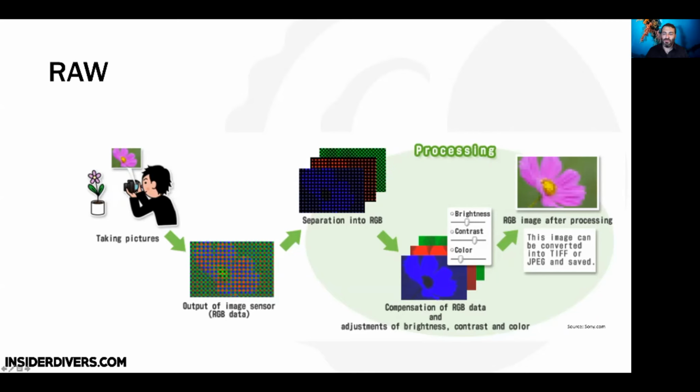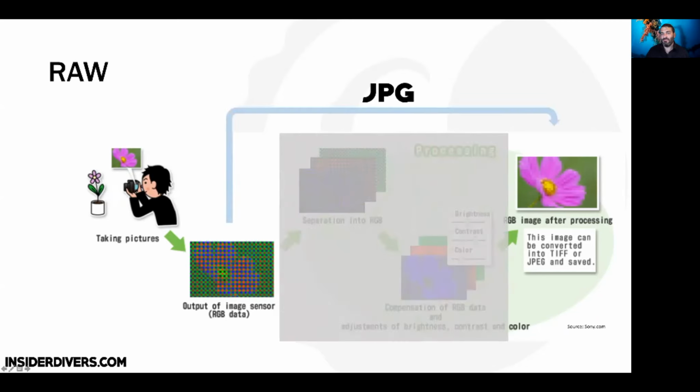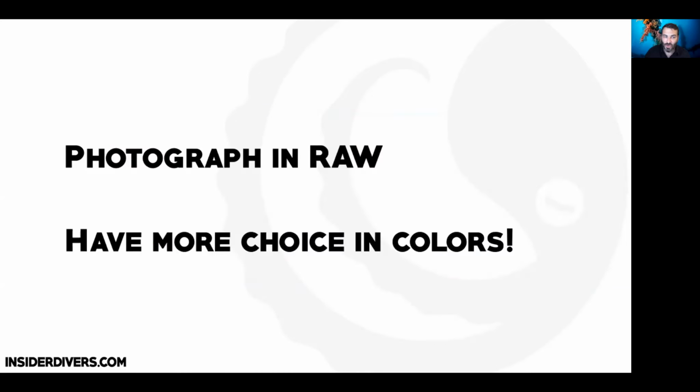Essentially, if you shoot in JPEG, you're skipping that. And the camera says, nope, I'm going to make one finished picture right away. And it doesn't retain this individual information. That's why we've all agreed last time already, we're shooting everything in RAW if we can. And here's one of the main reasons, because we've got much more choice with our colors.